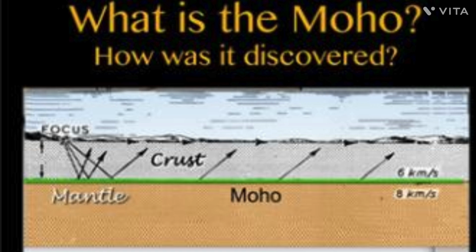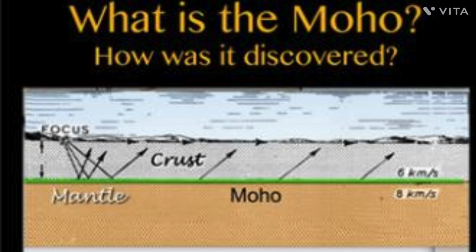The Gutenberg discontinuity is the distinct interior boundary located approximately 2,900 kilometers, 1,800 miles, beneath the Earth's surface that separates the solid silicate lower mantle from the liquid iron nickel outer core. Discovered by seismologist Benno Gutenberg in 1914, this boundary is identified by a dramatic change in seismic wave behavior.